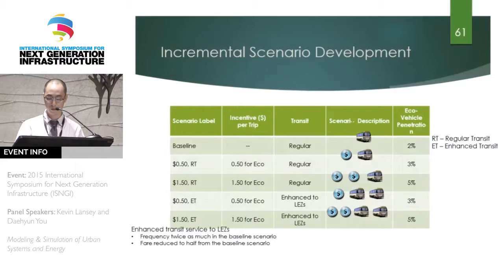This slide shows all the scenarios employed in the microsimulation runs using the integrated model system SimTravel. The first scenario is a baseline scenario in which eco penetration is 2%. This percentage of eco penetration was observed in the 2009 National Household Travel Survey data, Phoenix region only. In the second scenario, a 50 cent incentive to the low emission zone is given with 3% eco penetration. In the third and fourth scenarios, a $1.5 incentive to the low emission zone is given with 5% eco penetration. No enhanced transit service is considered in the second and third scenarios. In the last two scenarios, transit enhancement is considered for the microsimulation runs.